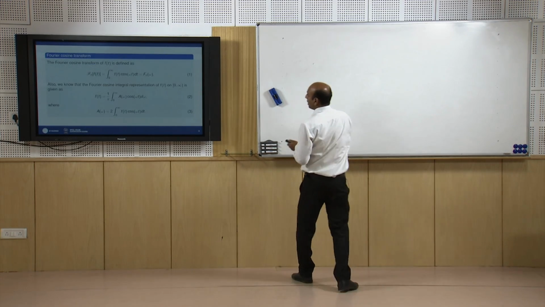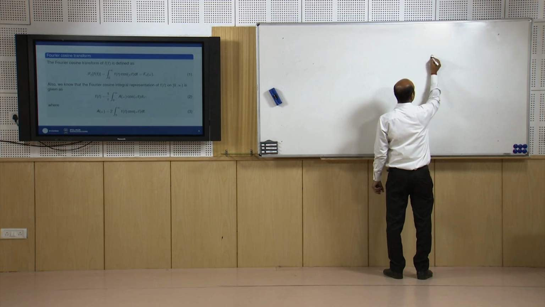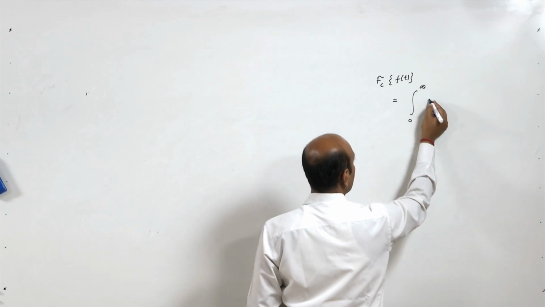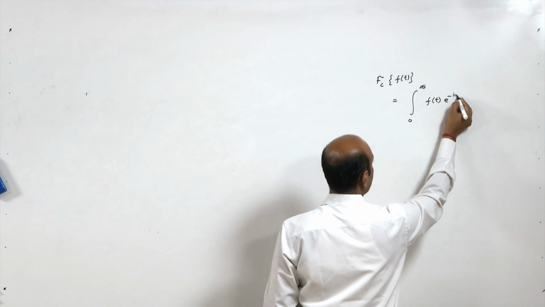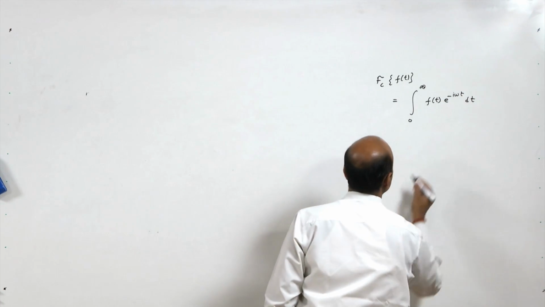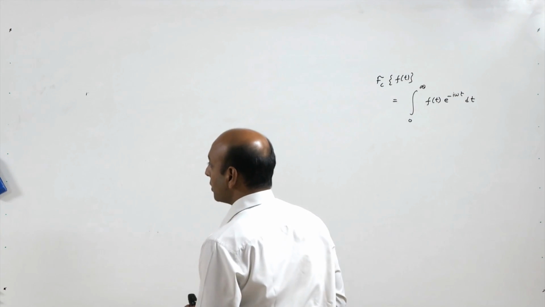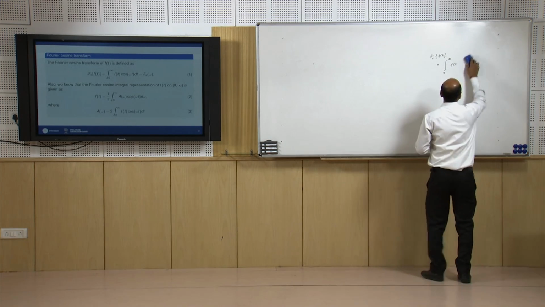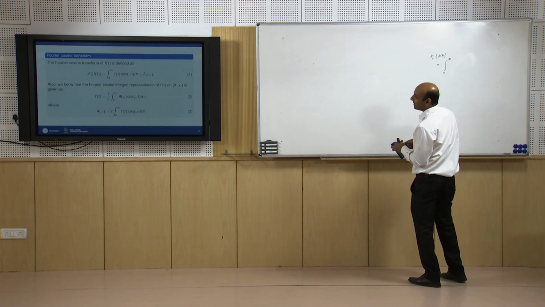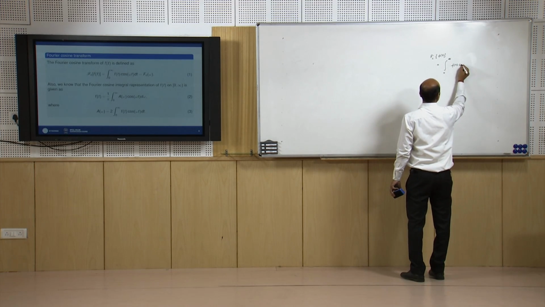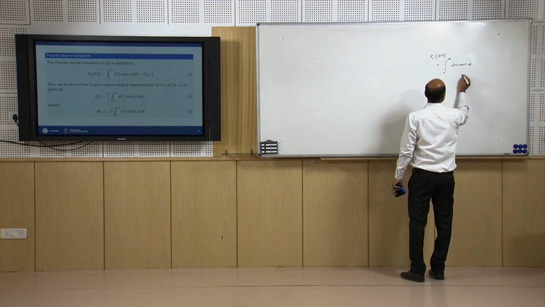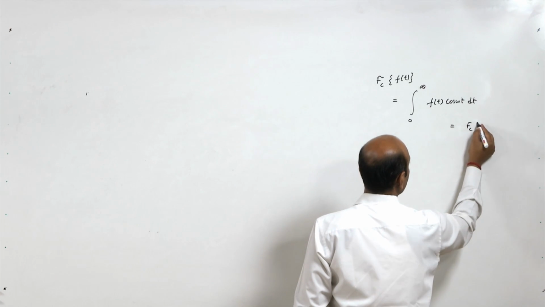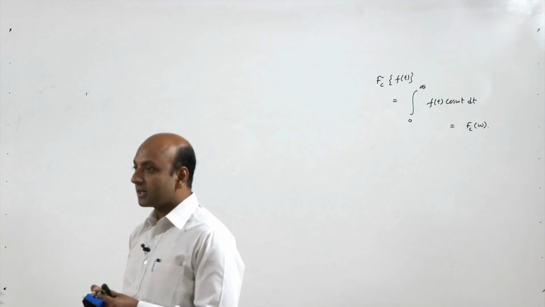So, basically the Fourier cosine transform of f(t) is given by the integral from 0 to infinity of f(t), okay, because it is cosine, it contains cosine terms, it is f(t) into cos omega t dt, which we are calling the Fourier cosine transform, or we are calling it F_c(omega).